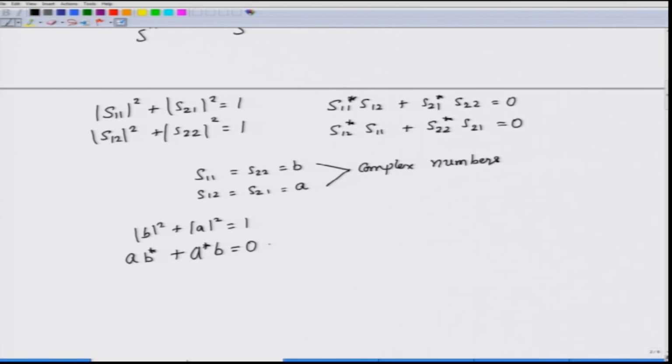Okay. One such solution for these equations can be obtained if I consider B equal to cos kappa L, where kappa is called the coupling coefficient and L denotes the length of the coupling region. So, this would be B equal to cos kappa L. So, clearly A must then be equal to sin kappa L, correct. So, magnitude B square plus magnitude A square will be equal to 1.